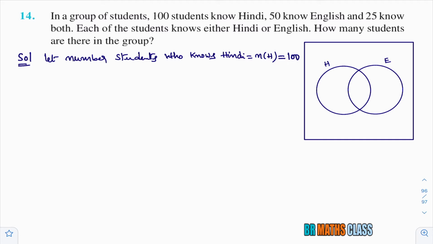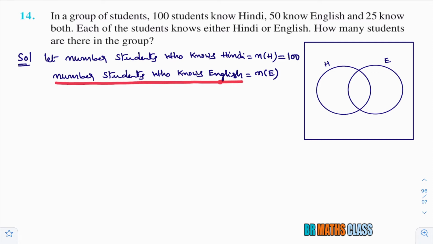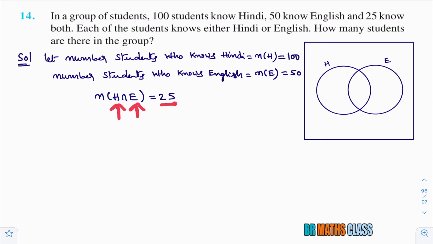Now they have given that 50 know English. You observe here, I have written the number of students who know English, and I take it as n of e. They have given that 50 know English, so I'll write here 50. And if you observe, 25 know both, that means n of h intersection e is 25. H intersection E means the number of people who know Hindi as well as English is 25.